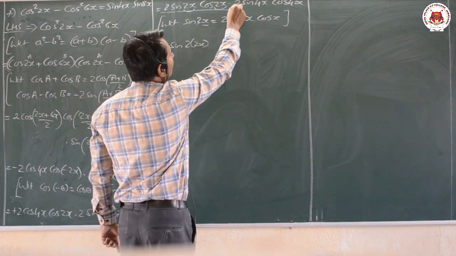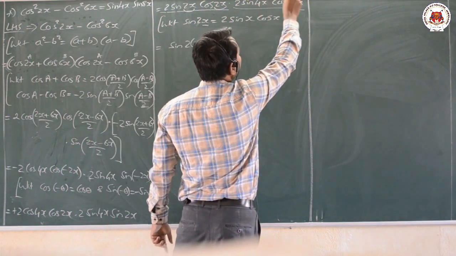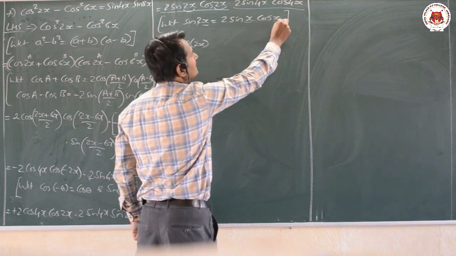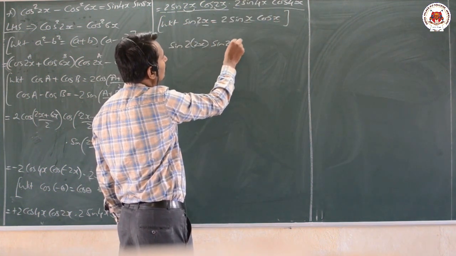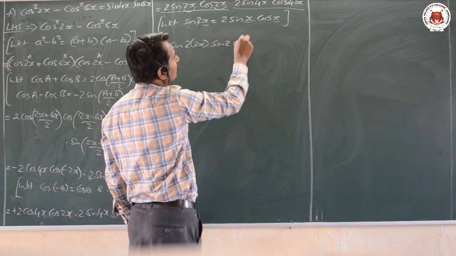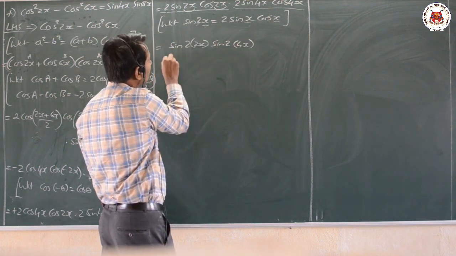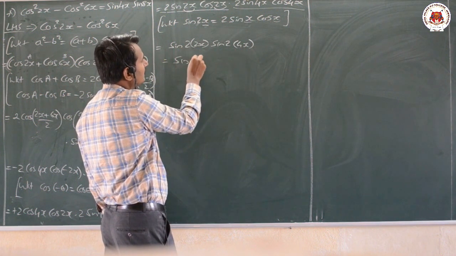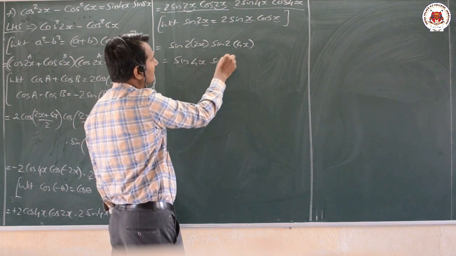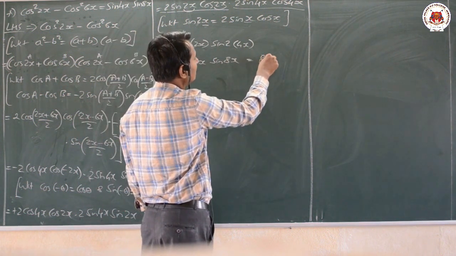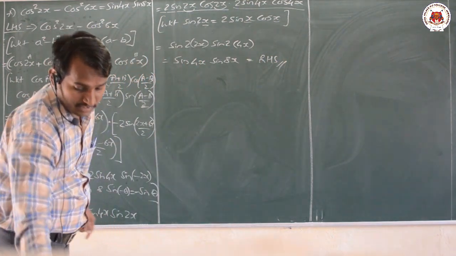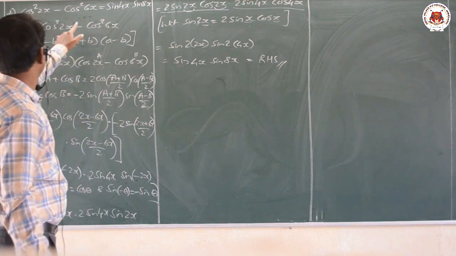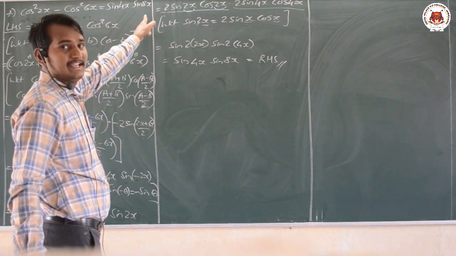Then here again, 2 sin 4x cos 4x. In the place of x we have 4x, 4x. That is equal to sin 2 into x. What is the x here? 4x. So ultimately what we get is sin 4x into sin 8x. That is nothing but our required RHS part. That is your required result here.